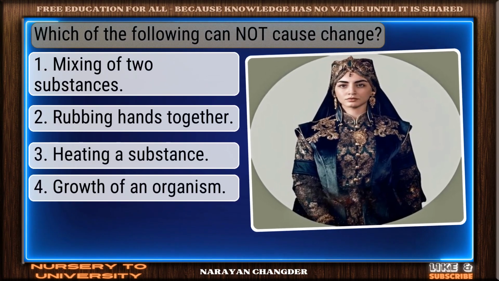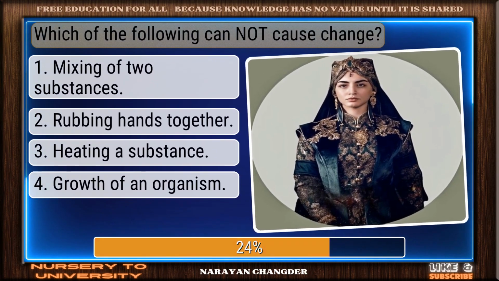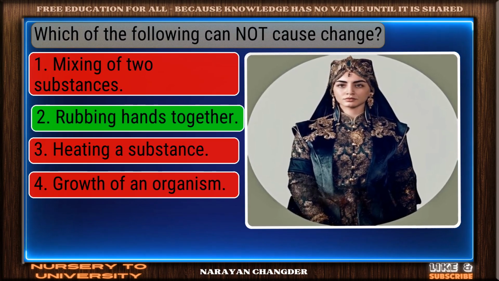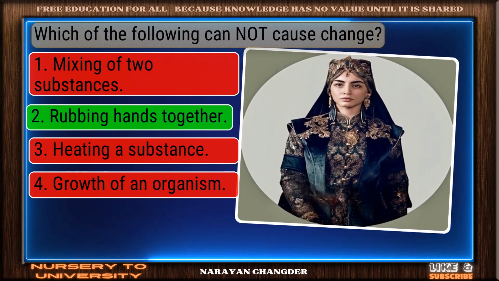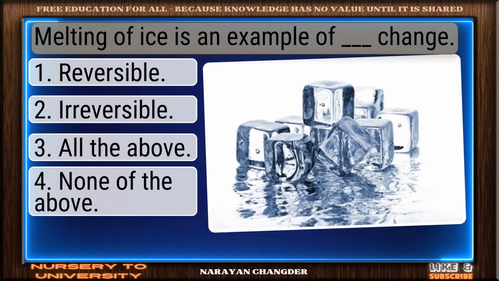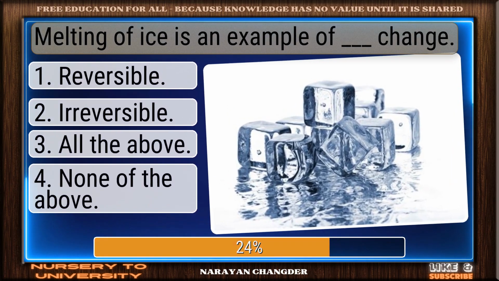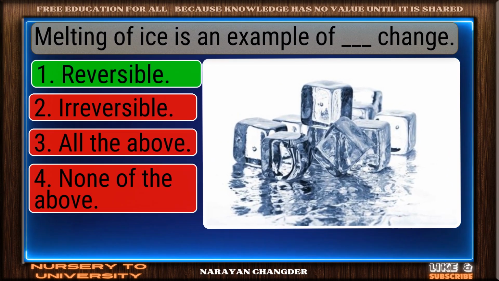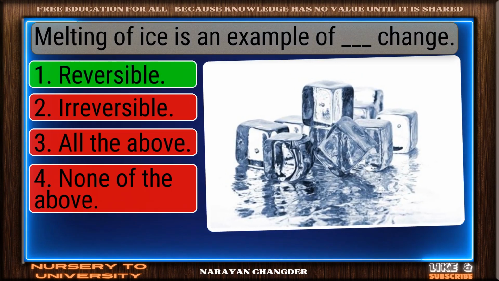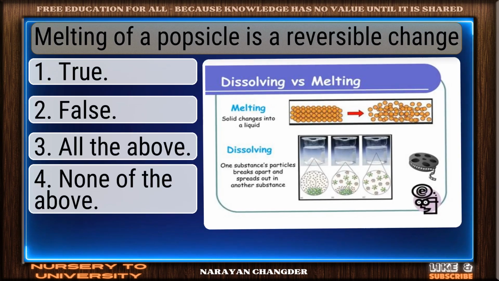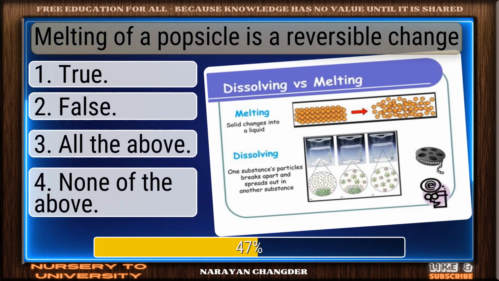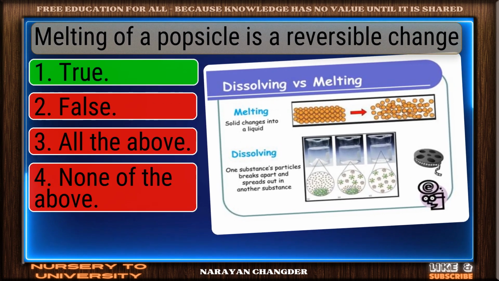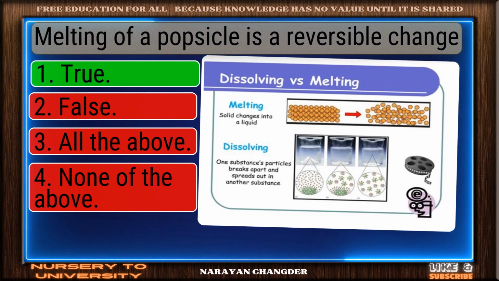Which of the following cannot cause change? Right again. Rubbing hands together is a valid answer. Melting of ice is an example of dash change. You got it. Your choice reversible is right. Melting of a popsicle is a reversible change. Perfect. True is the correct choice.